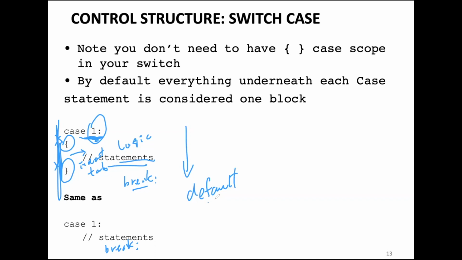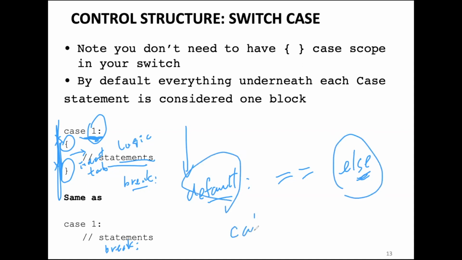The default case is basically the catch-all. You can think of this as equivalent to the else statement inside the logical control structure. So they're kind of similar. This is what we call the catch-all, where your logic is not captured in any of these cases, case 1, 2, 3, 4, 5. You have a default one in case your expression evaluates to something other than any of the cases you have listed, and it'll go into the default.